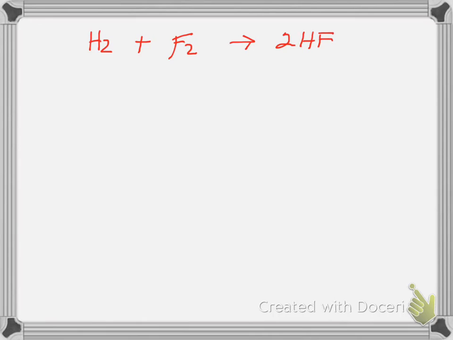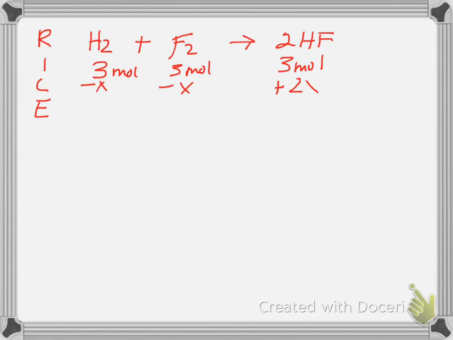So there's our R, I, C, E. So it tells us that we have 3 moles of each, right? So 3 moles, 3 moles, 3 moles. So after this reaction happens, it's going to be minus X, plus 2X. Why plus 2X? Because of that 2 right there. So make sure you don't forget to do that.